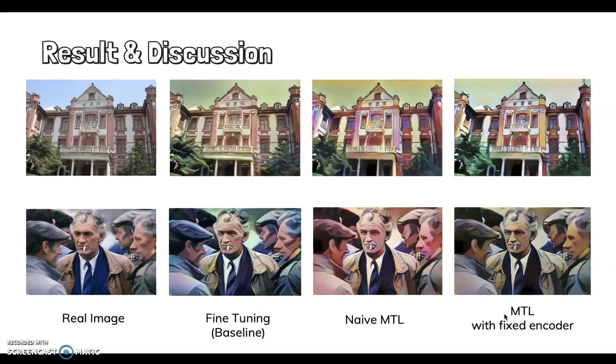Here is the result comparing baseline and MTLs, which is our approach. They are all trained on Iraqi style. MTL with fixed encoder produces similar quality as baseline, although baseline preserves more details, for example, the cheek here, here, and here. Also, MTL with fixed encoder produces better results than naive MTL, which is the one without the fixed encoder. The naive MTL is more red, which is more like the Hayo style.